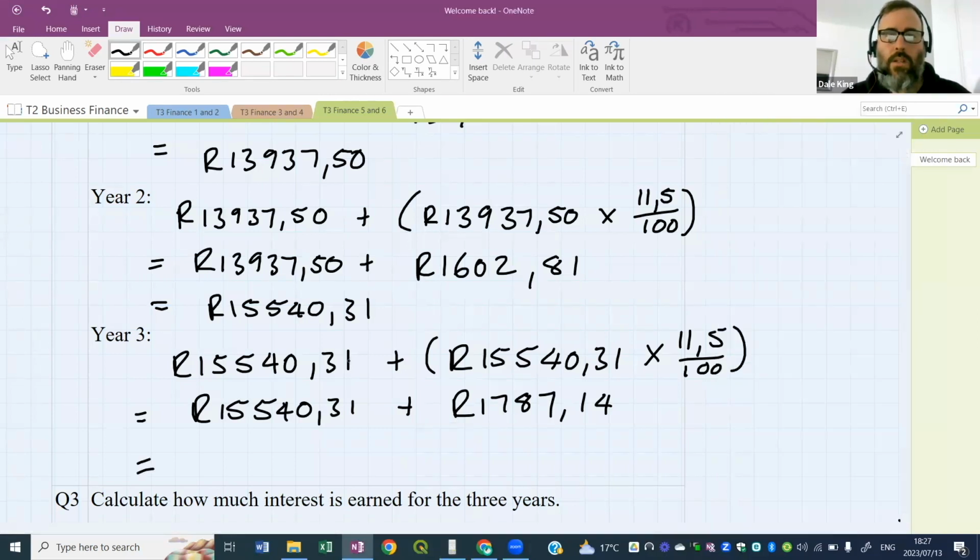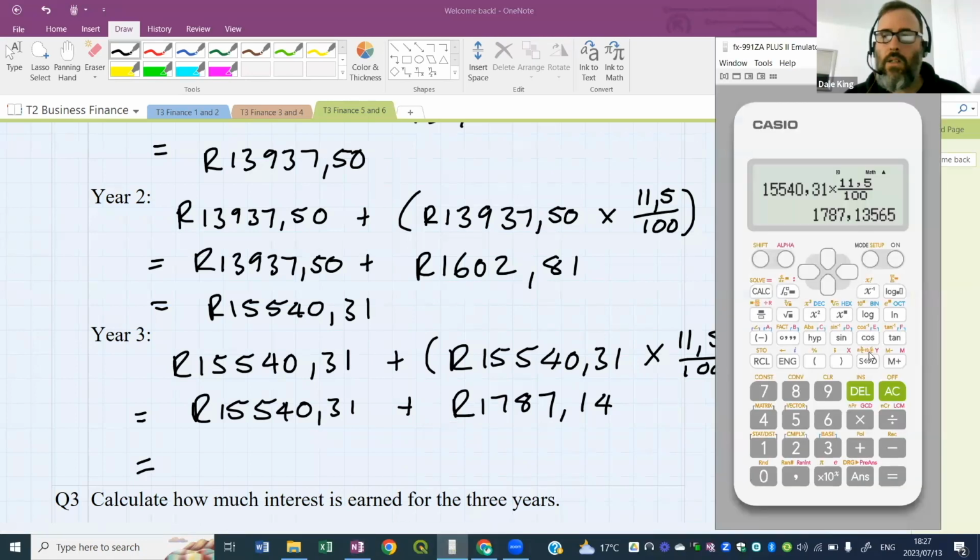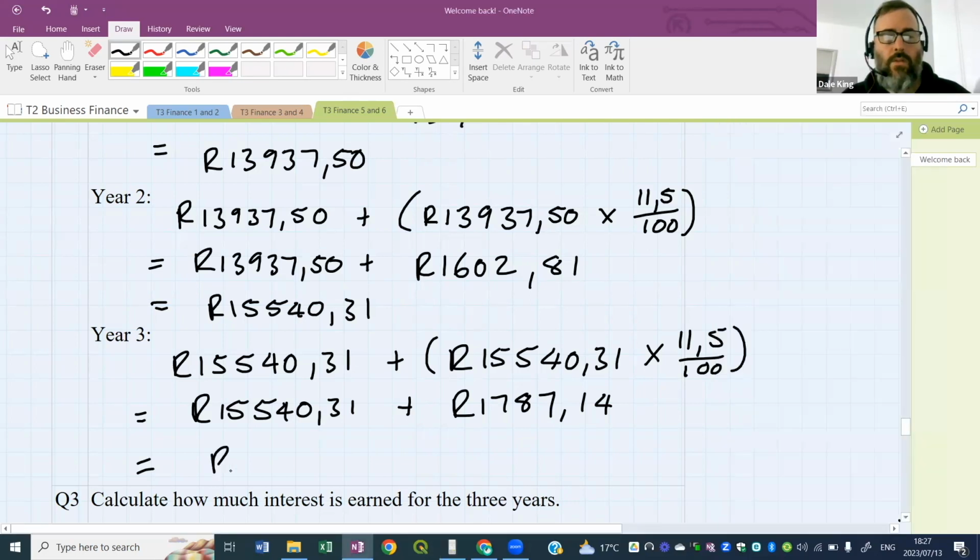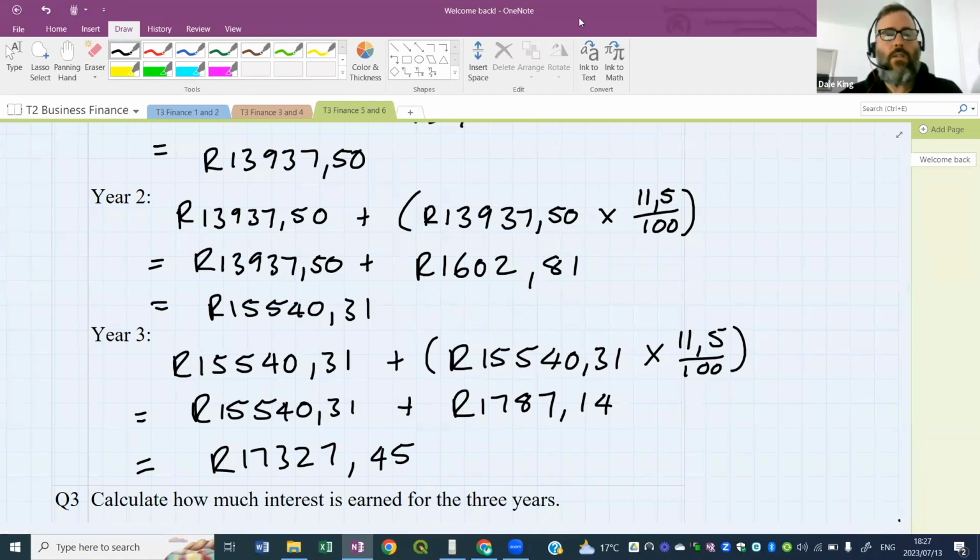And then what does this give me at the end? I'm just going to say plus, take this and add it on. And that should be our total. All right. 17,327.45. Okay. Are we getting this value, ladies and gents? Are we all getting the same value? If not, why? What's the difference? This should be our total here at the end.